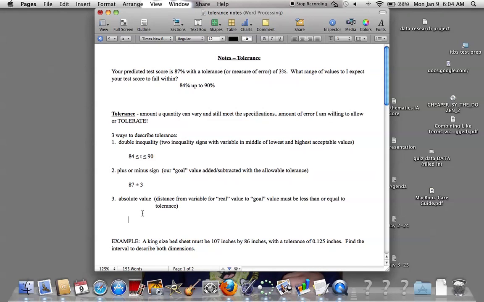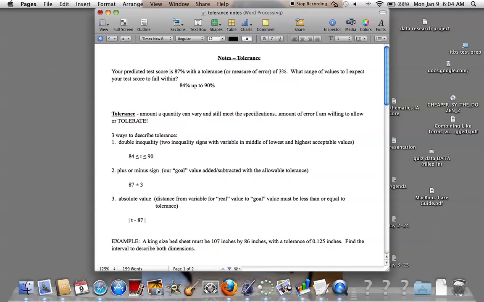So to do this, we do the absolute value bars, which is above the return key with a shift. So we get a straight absolute value bar. We just go from this definition. Our variable is t, and we're going to subtract because we're measuring the difference or the distance between them. Our goal value is 87. We're going to close our absolute value bar, and now we have to be less than or equal to that tolerance value, which in my problem is 3.